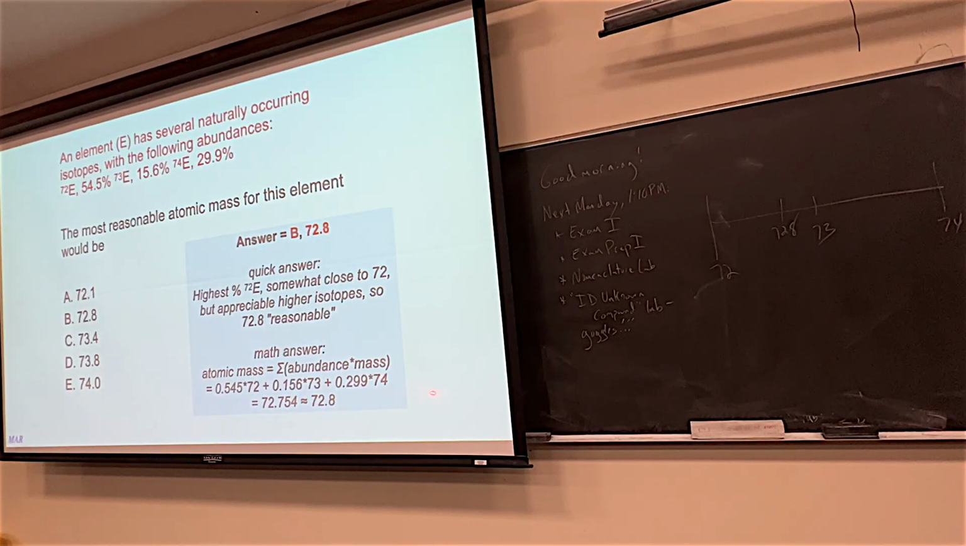So here is the math version. I took the 54.5% and divided by 100, so 0.545, and multiplied it by 72. And then I added it to the 73 and the 74.